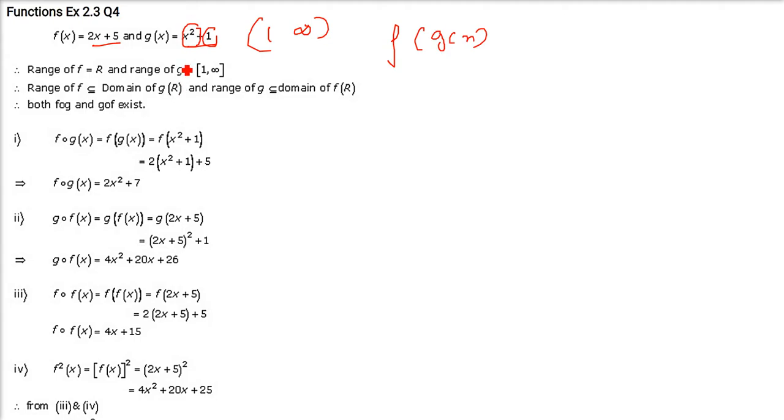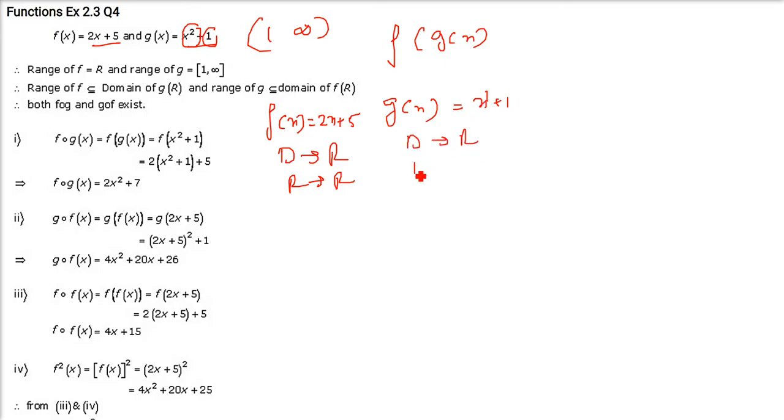Okay. So let me just give you a brief idea, because it is very important when we are trying to find out fog and gof. It is very important that we understand whether it is possible or not. So domain is real number for 2x plus 5. Range is real number. Domain is a real number. Range is 1 to infinity. So this is this subset, this is this subset. So let us try to find out the fog.